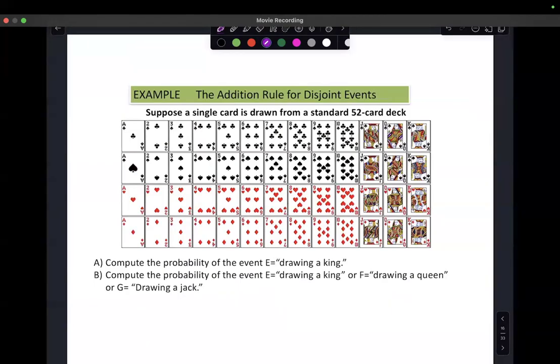So, for the not mutually exclusive, is that what you're talking about? It could be. You'll see. We'll do that in a minute.